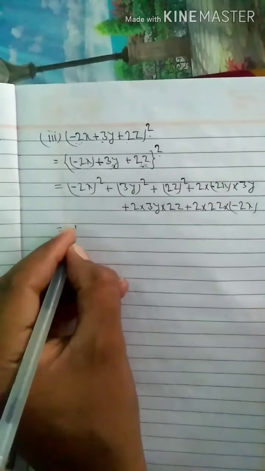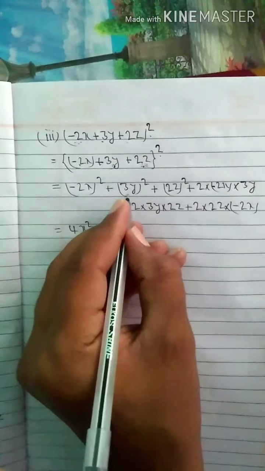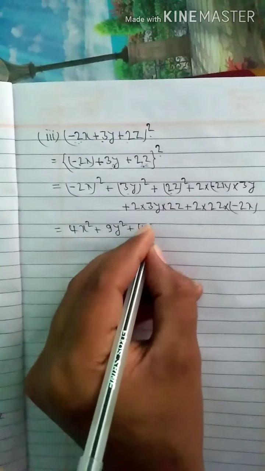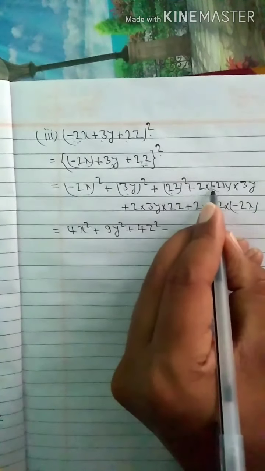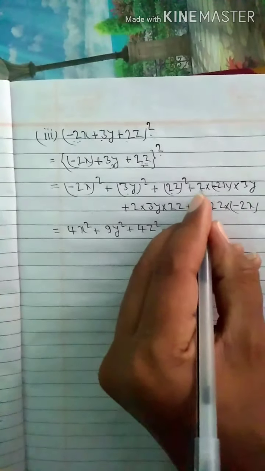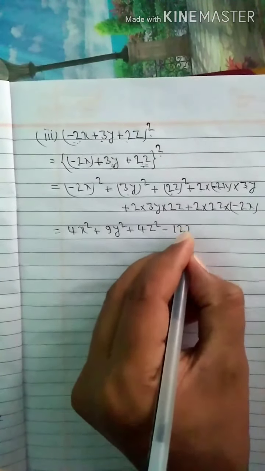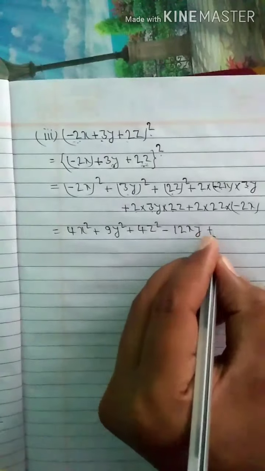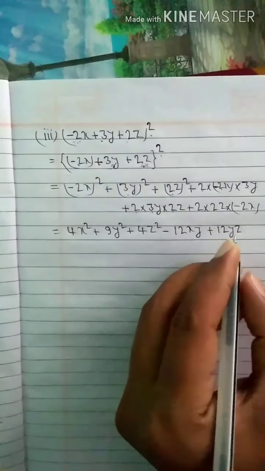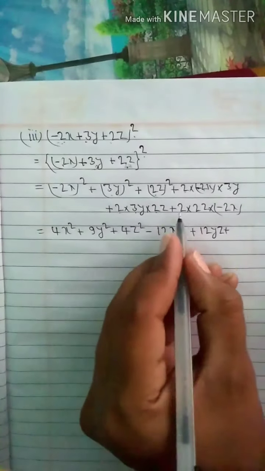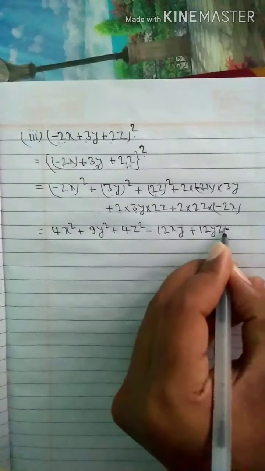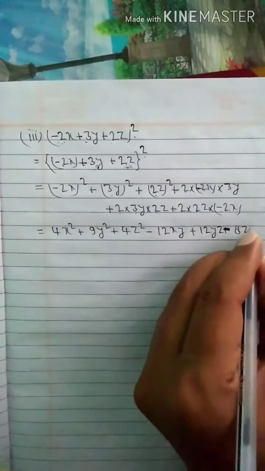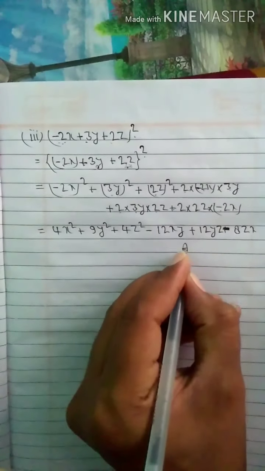(−2x) whole to the power 2, we get 4x², (3y) whole to the power 2, 9y², plus (2z) whole to the power 2, 4z², and now see plus minus, 2 times 4, 3 is 12, so −12xy, and now see 2 times 3 is 6, 2 is 12, plus 12yz, plus minus 2 times 4, 2 is 8, so −8zx. So now this is your answer.